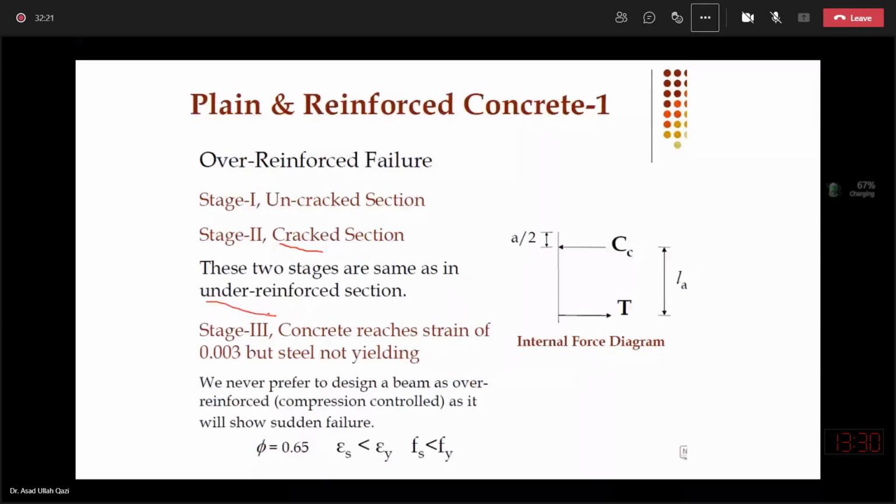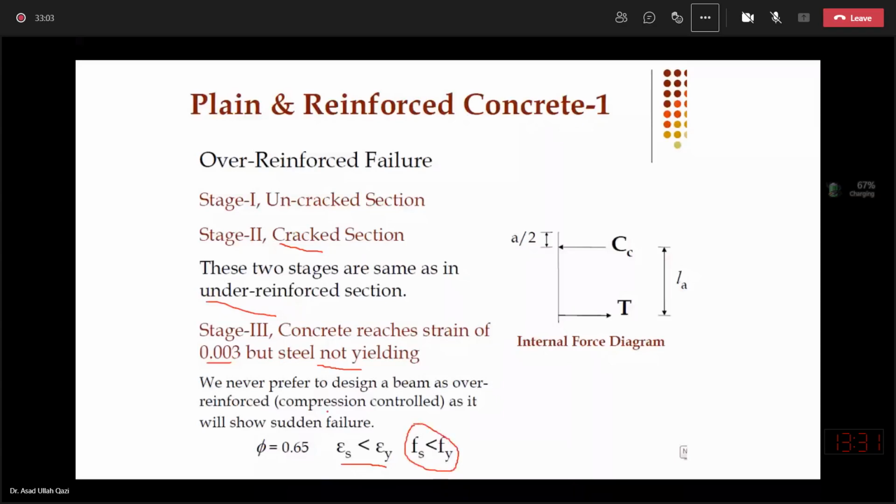But stage 3 in this over reinforced cross section will be that if you put more load and now you are approaching the ultimate limit, what will happen? Concrete in the extreme compression fiber will crush, but steel will be at that instant below yield. So epsilon s will be less than epsilon y, and stress below yield stress.